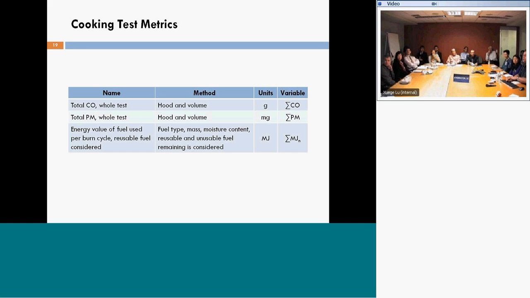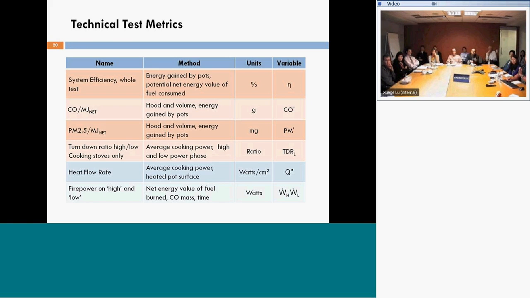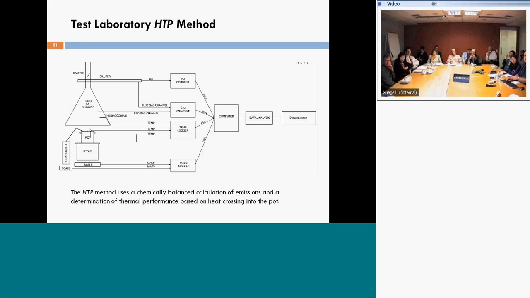So these are the cooking tests. We get these metrics. We get the total CO, the total PM, and the total heat gained by the pots. And we get that for multiple burn cycles for different meals, and we can add them up. And then with the technical test, the technical test times 2 compared to the sum of the 2 cooking tests, we're able to get that within 10%. It shows that the technical test does represent the sum of different cooking tests, even though they're quite different. So we get far more metrics from the technical tests. We got lots of things there. So this is the layout of the lab.